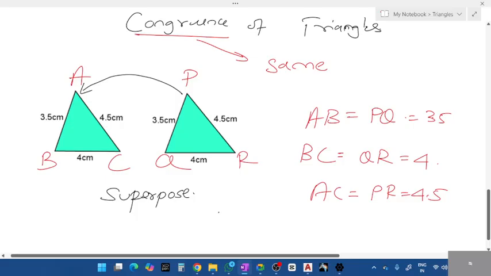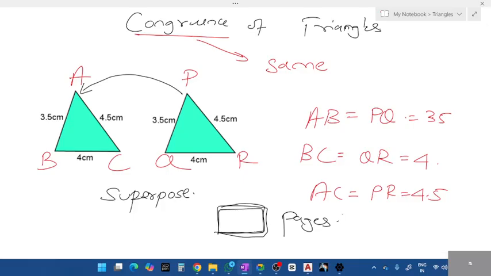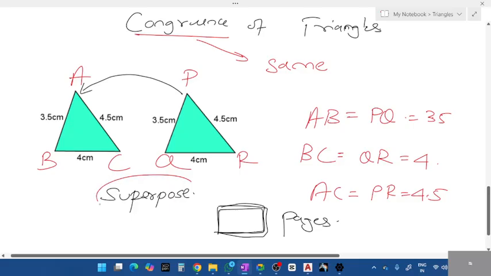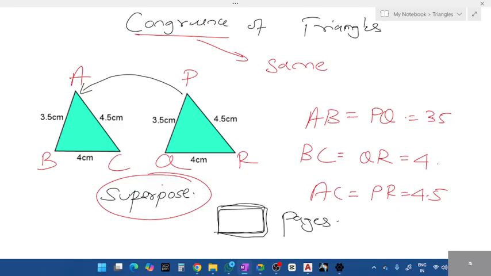For example, take two pages from your notebook, students. Are they equal in length and breadth? Two pages from a textbook. When you place one page on top of another page, are they exactly the same? Are they coinciding together? Right? Your textbook pages. That we call superpose. Superpose is nothing but placing one object on top of another object and the values will be same. That is the meaning of superpose.